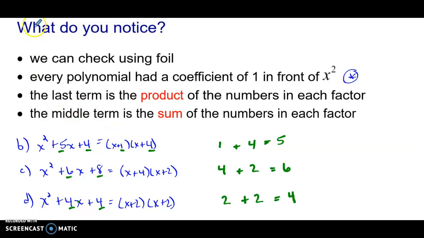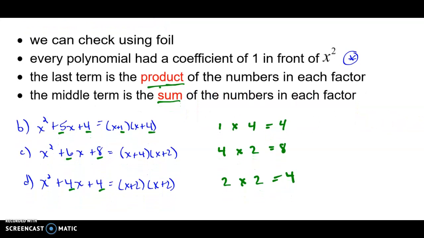Then I want you to go back just for a second and look at the last number. If I look at the constant term in each of these, 1 multiplied by 4 is 4, 4 multiplied by 2 is 8, and 2 multiplied by 2 is 4. And that gives us the constant term. This idea of a product and a sum is going to help us out when we go to factor in just a little bit.